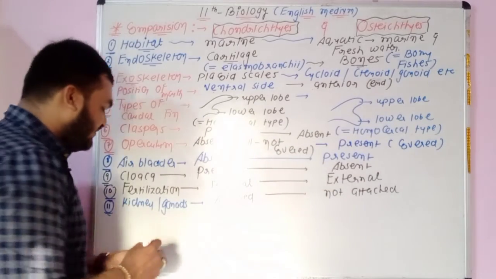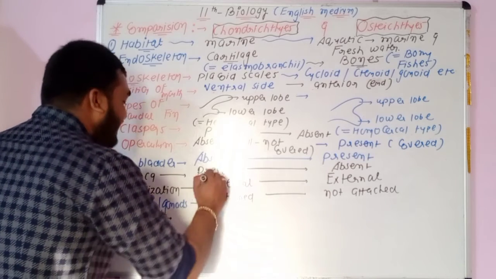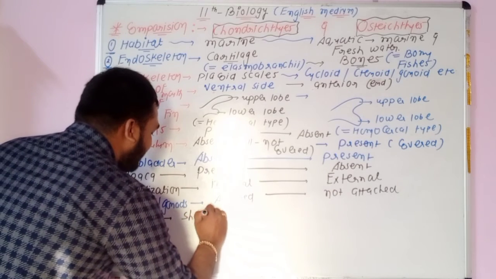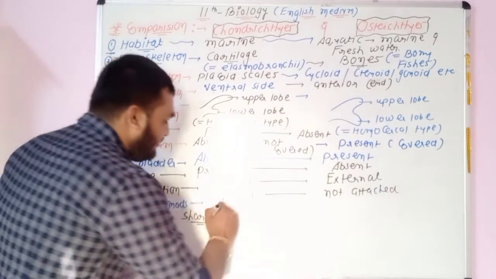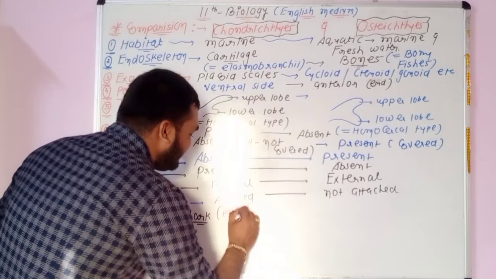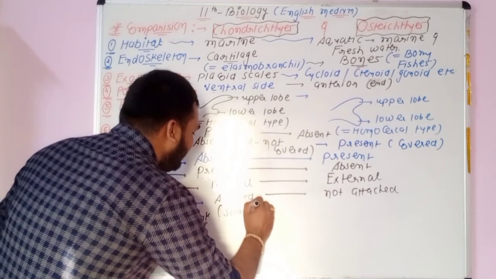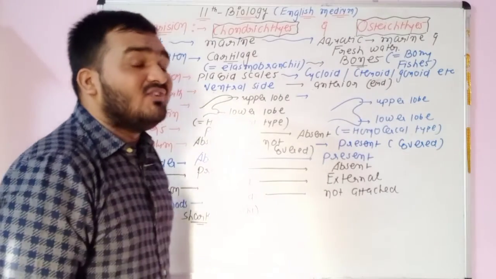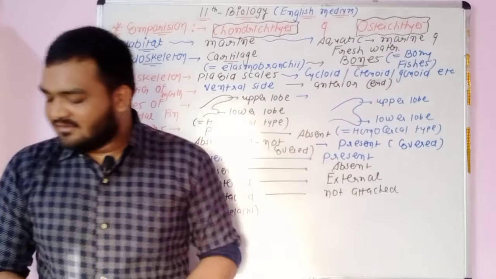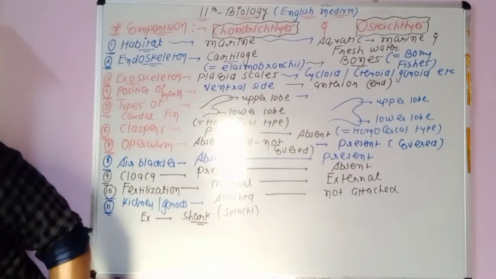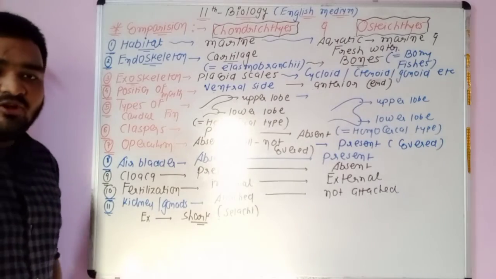Now we will talk about some examples. A Chondrichthyes example will be the shark. The scientific name is Scoliodon sorrakowah. Shark belongs to the order Selachii. Then different types of sharks are there: whale shark, tiger shark, hammer-headed shark. All these different types of sharks are examples of the Chondrichthyes.